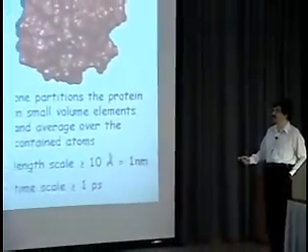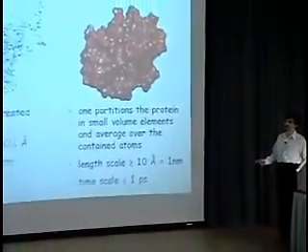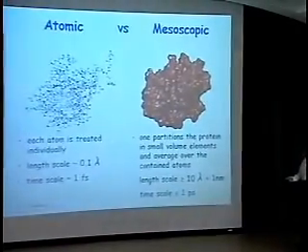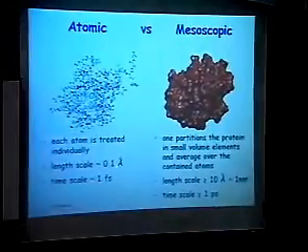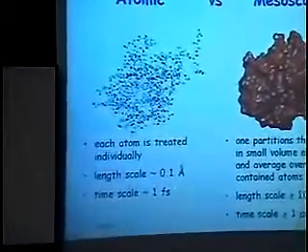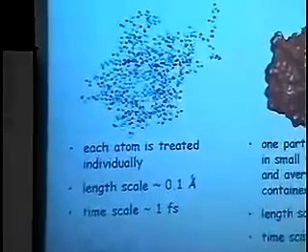Here is actually what I mean by an atomic or microscopic and a mesoscopic description. In an atomic or microscopic description, you are taking into account each individual atom. This is what molecular dynamics simulation allows us to do. Each atom is treated individually, the relevant length scale is 0.1 angstroms or less than an angstrom, and the relevant time scale is about a femtosecond.